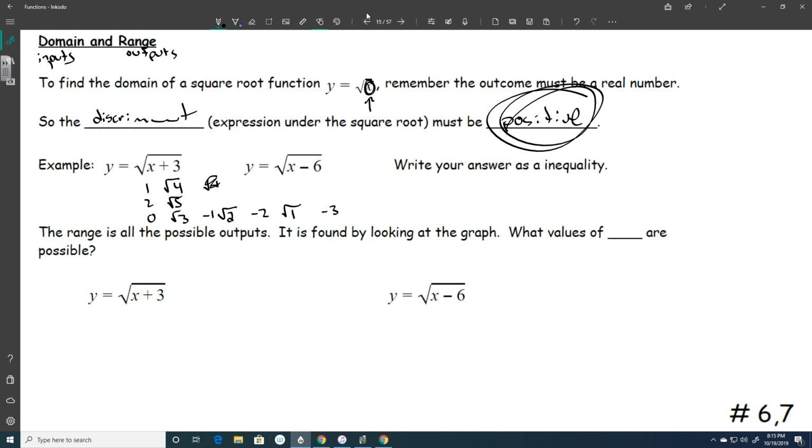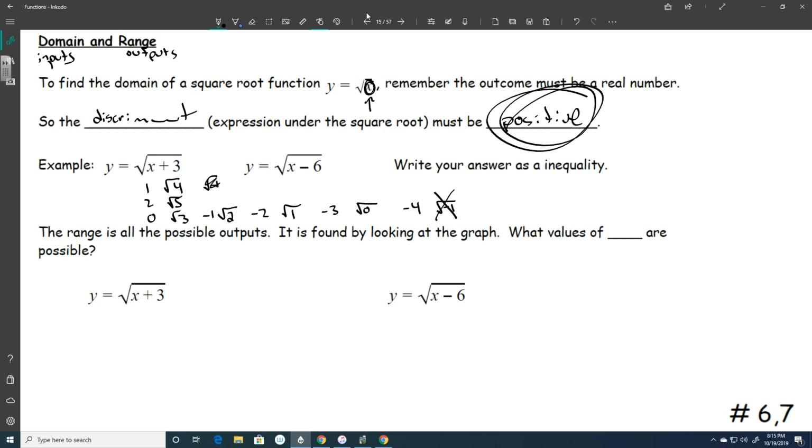If I plug in -3, -3 plus 3 becomes the square root of 0. That's okay. The square root of 0 is just 0. But look at what happens if I go any lower than 3. If I go to -4, I end up with -4 plus 3, which is the square root of -1.